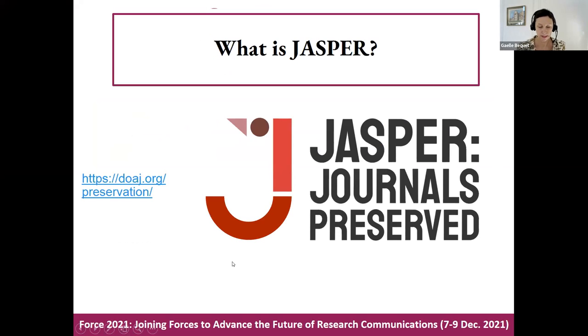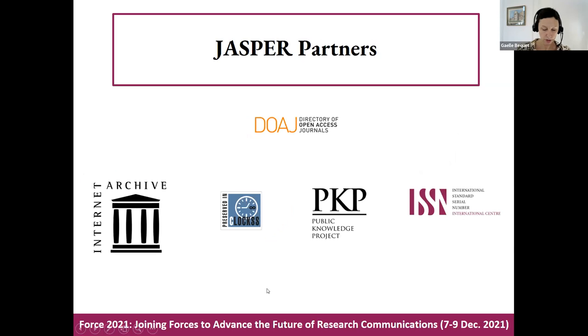So what is JASPER? It's a tool which actually will help journals, open access journals, non-APC journals, to find a route to actually benefit from long-term preservation. What are the funding partners of JASPER? As you can see, and I've already mentioned it, the Directory of Open Access Journals, Internet Archive, Clocks, Public Knowledge Project, and the ISSN International Centre.